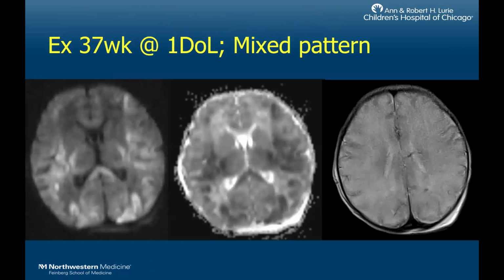And I would say this is just basically showing that there are overlaps. You can get a mixed pattern of injury where you have both the subcortical as well as the central gray involvement here. And again, here's that diffuse loss of the cortical ribbon, also much more extensive.